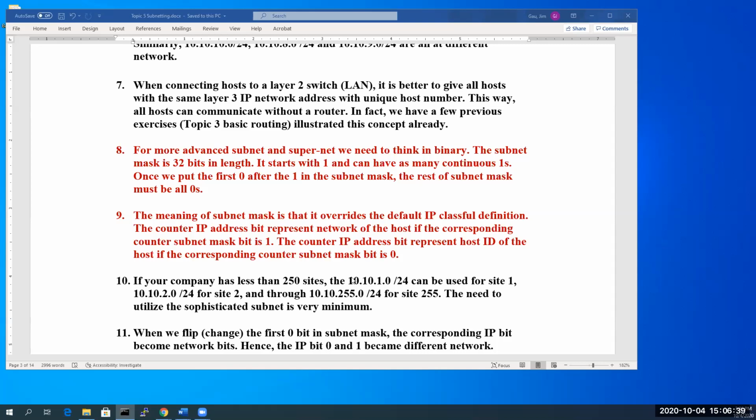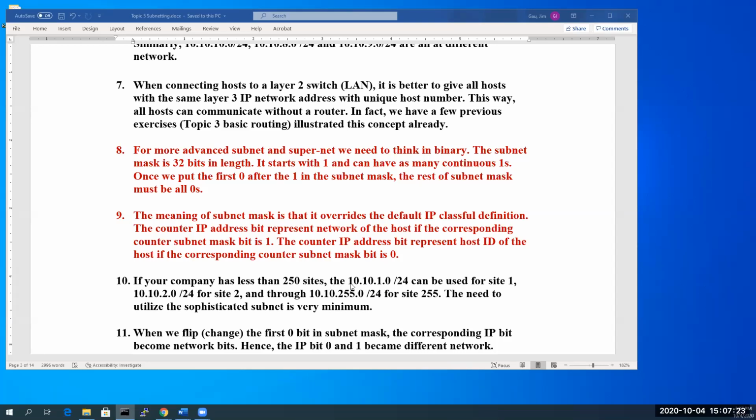We use the third byte: 10.10.0, 10.10.1, 10.10.2, 10.10.3, all the way to 10.10.255. So we can have 256 or 250 of those different subnets, and each of those 250-plus subnets can have 250-plus hosts. That's a lot. We're using 10.10 for that, and changing the third byte to create 256 networks. If you need more than that, you can use 10.9 and get another 256. You can use 10.8 to get another 256.